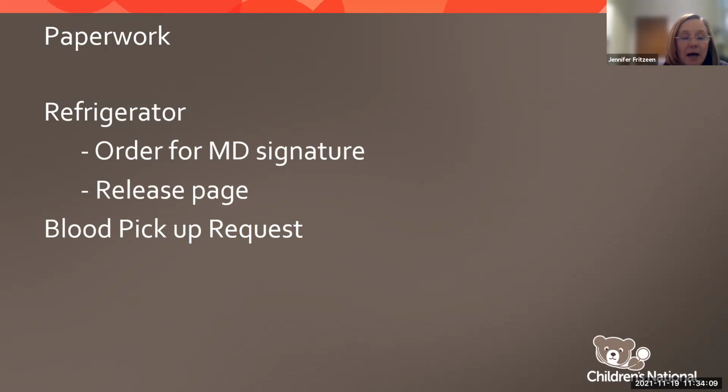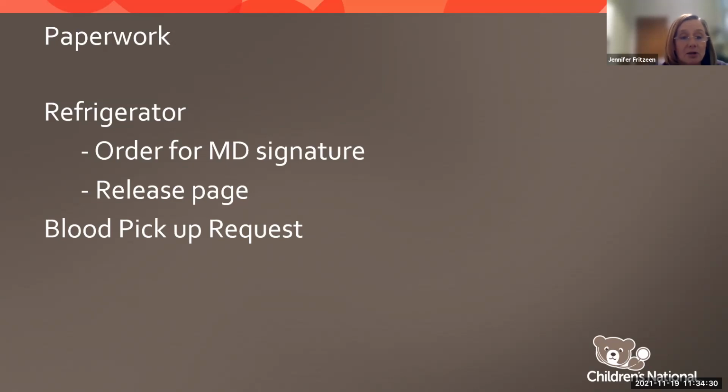If you're taking blood out of that refrigerator, it is so, so important to make sure that the paperwork that's with each unit of blood is completed. Specifically, that you have an MD signature on that order page, that paper order page. And then there's the blood release page. And both of those need to go to the blood bank.